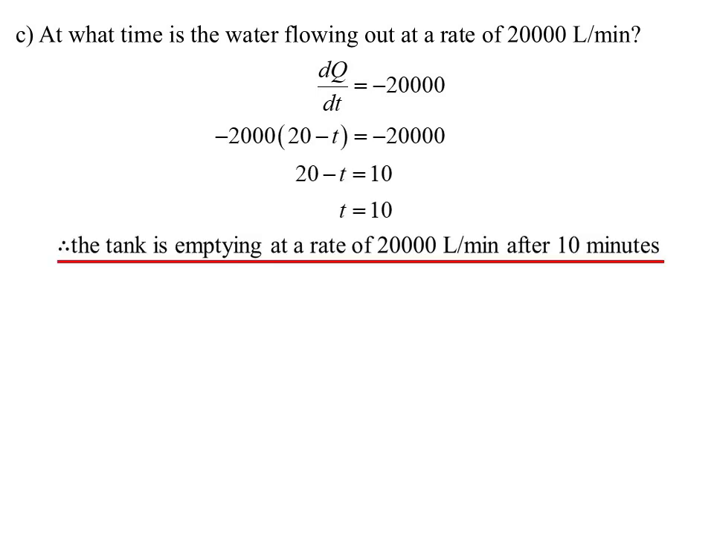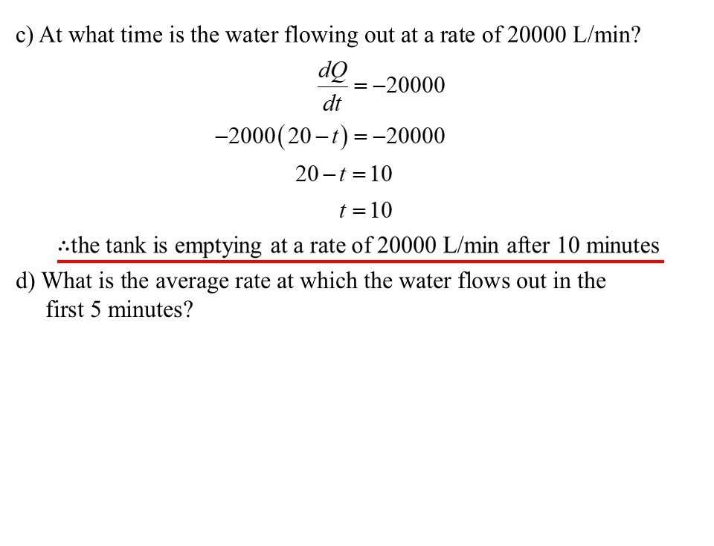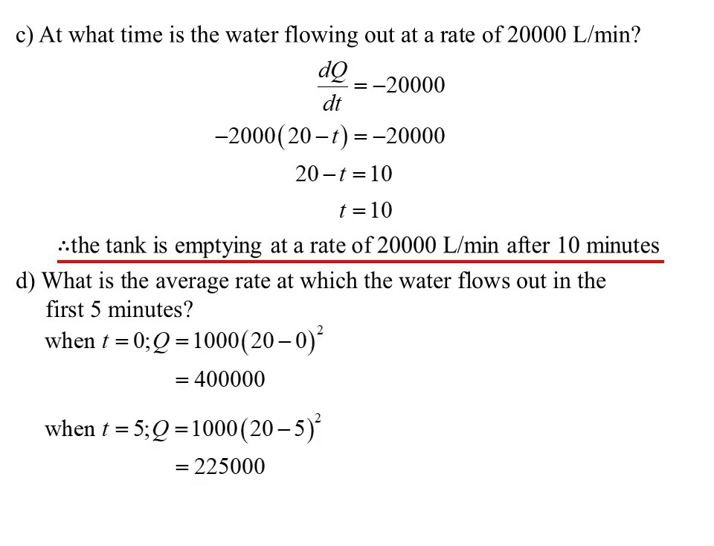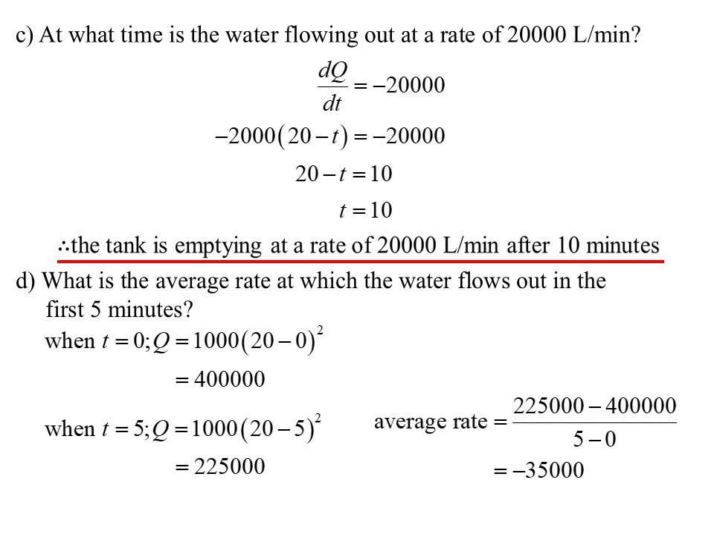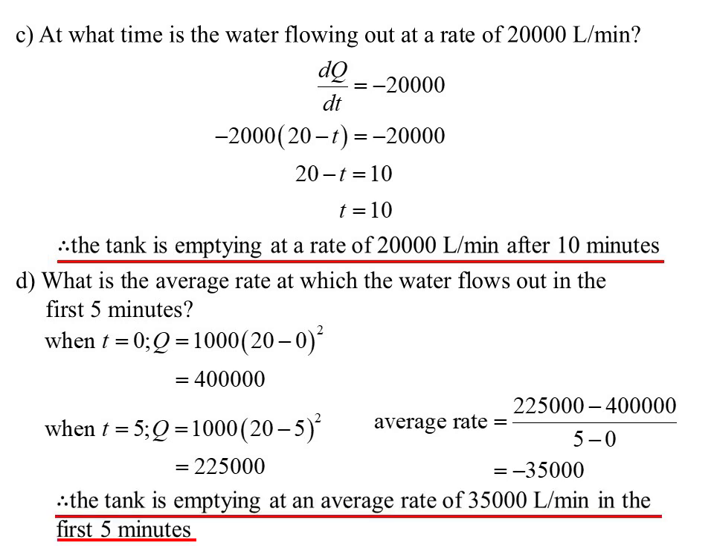So after 10 minutes. But if they asked us what was the average rate it's flowing out during those first 5 minutes, well, we're going to need to find Q at both T equals 0 and also at T equals 5. Because we're going to find the slope of that secant. Rise over run, Q over T in this case. So there we have it. Minus 35,000 would be the slope of that secant.